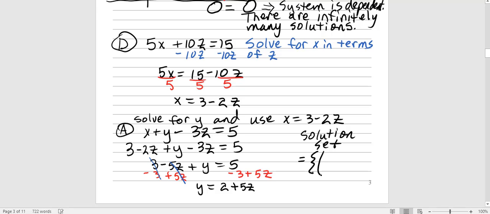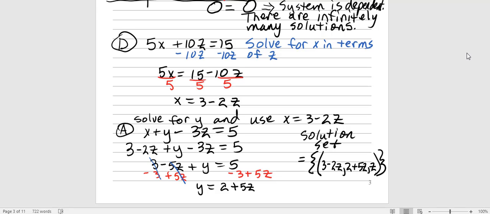They're going to be the collection of ordered triples where x is 3 minus 2z, y is 2 plus 5z, and z is simply z, which I'm able to choose freely. But once I choose z, then x and y are determined by that choice of z.